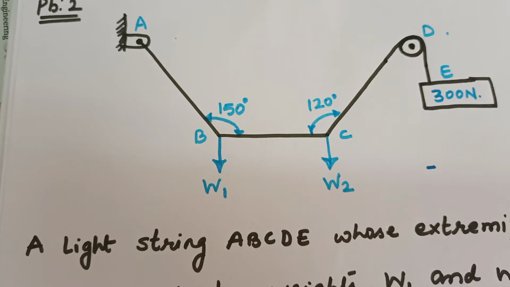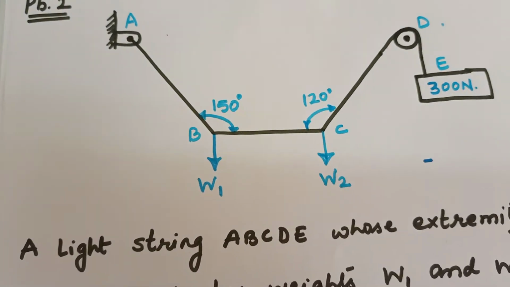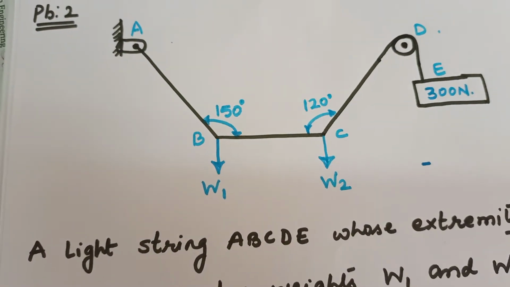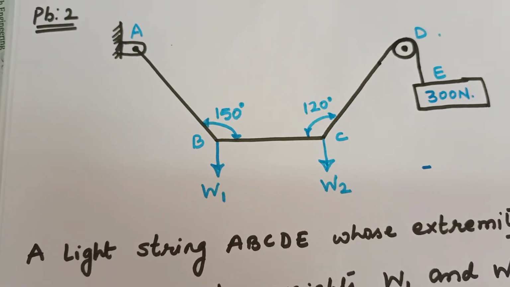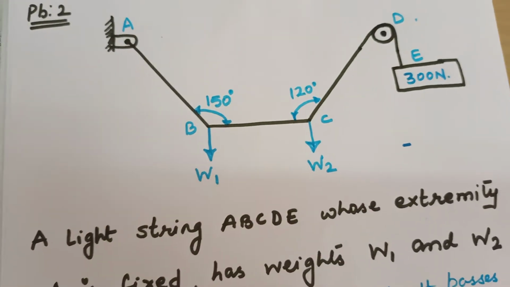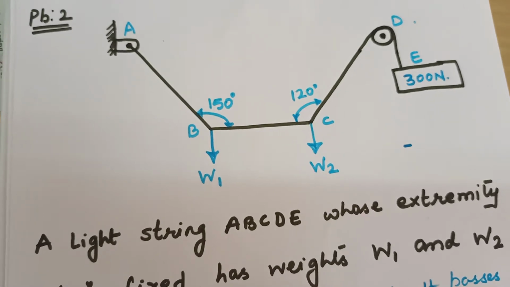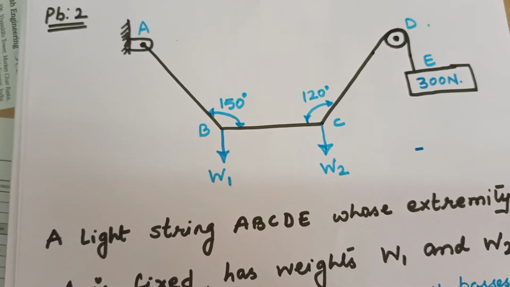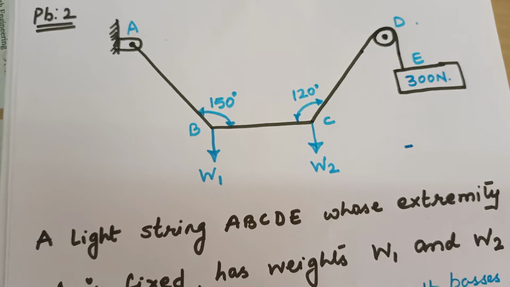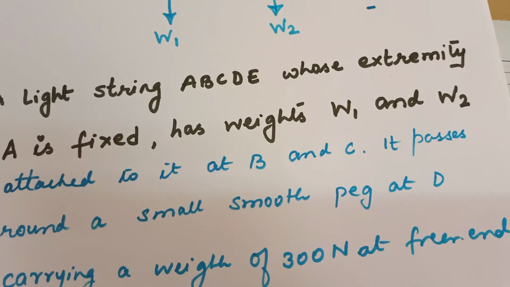But one twist is given, that there is a 300 Newton force which is passing through the pulley, and the string CDE is a common string. So we are going to find out the forces in the members AB, BC, CD, as well as the weights W1 and W2. So what does the numerical say?